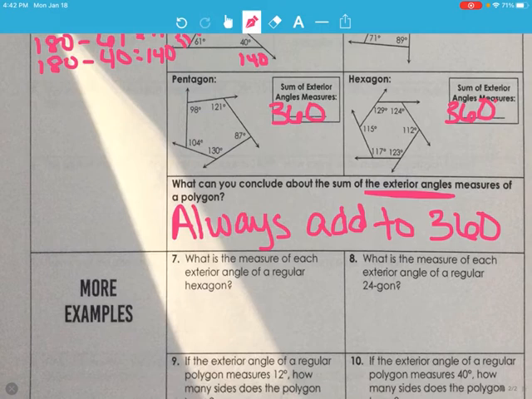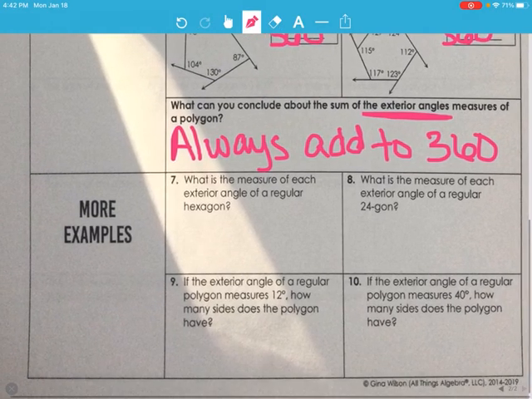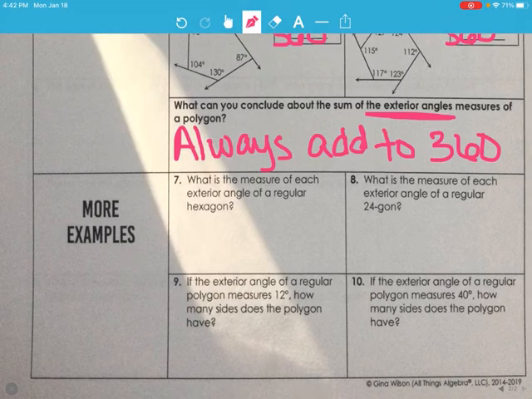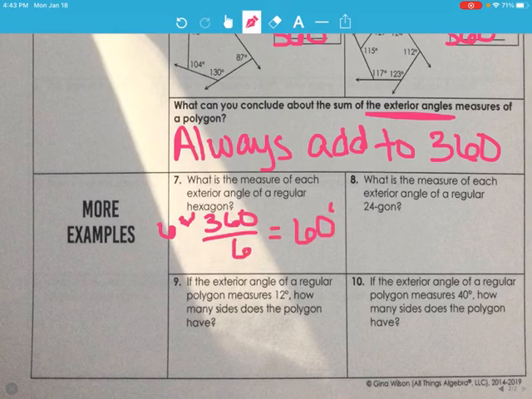So now we just have a few example problems we're going to go through. First one being, what is the measure of each exterior angle of a regular hexagon? So if you look at the first page, we know a hexagon means we have the number 6 to work with. So if it's talking about exterior, it is 360 divided by 6. Each angle on the outside would be 60 degrees.